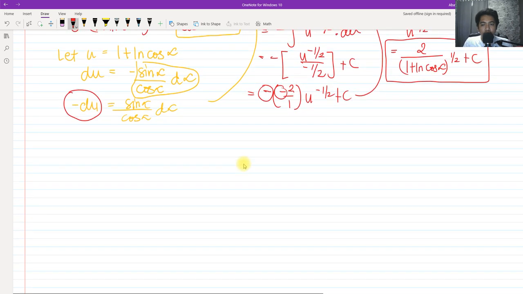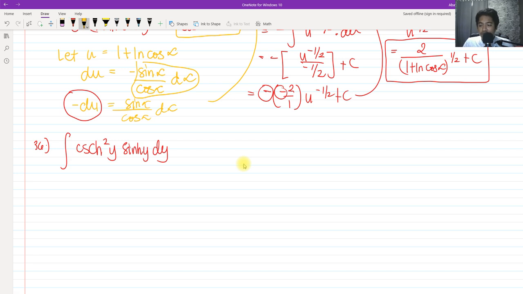Okay, for our number 6 problem, we have number 36. We have the integral of hyperbolic cosine squared y and hyperbolic sine of y dy. So this is none other than a simple u substitution. We can let u be hyperbolic cosine y.